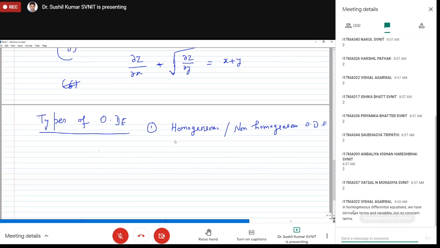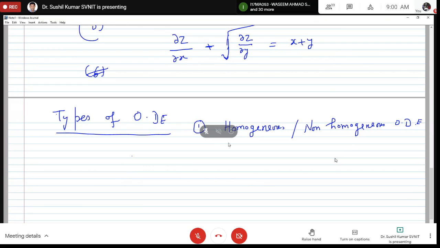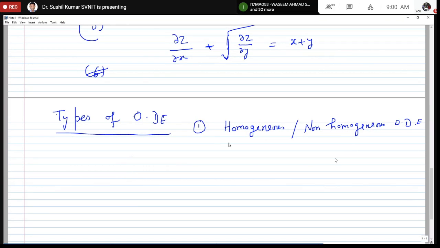See, you can give your answer rather than in the chat box. Just say it in your mind. In a homogeneous differential equation, we have derivative terms and variables, but no constant terms. It's already your definition: in a homogeneous differential equation, we have derivative terms and variables, but no constant terms.